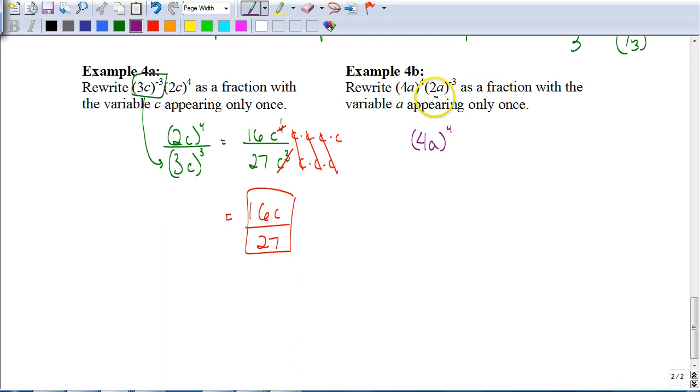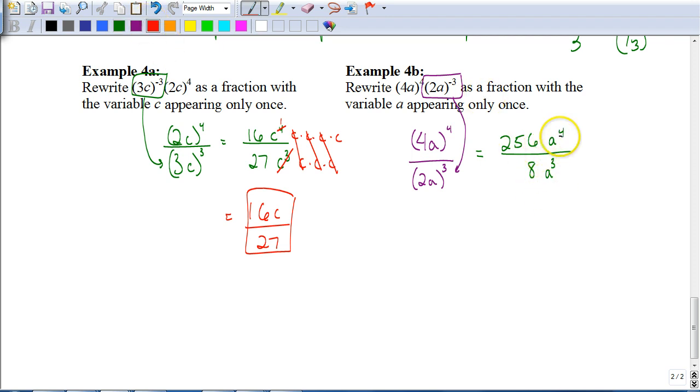Okay. What we should have done is we should have taken this and moved it to the denominator, make it positive. So it's going to be 2a cubed. Now let's simplify that. 4 to the 4th power is 256. Two cubed is 8. So this becomes 256 a to the 4th over 8 a cubed.